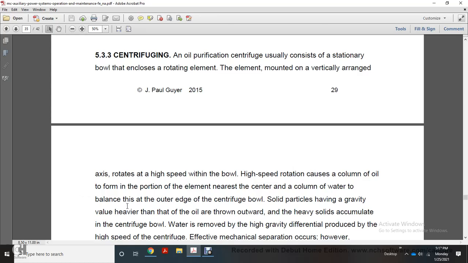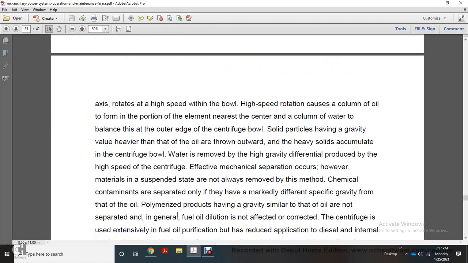Solid particles having a specific gravity heavier than that of the oil are thrown outward. The heavy solids accumulate in the centrifugal bowl. The water is removed by the high gravity difference produced by the high speed of the centrifuge. However, materials in a suspended state are not always removed by this method.